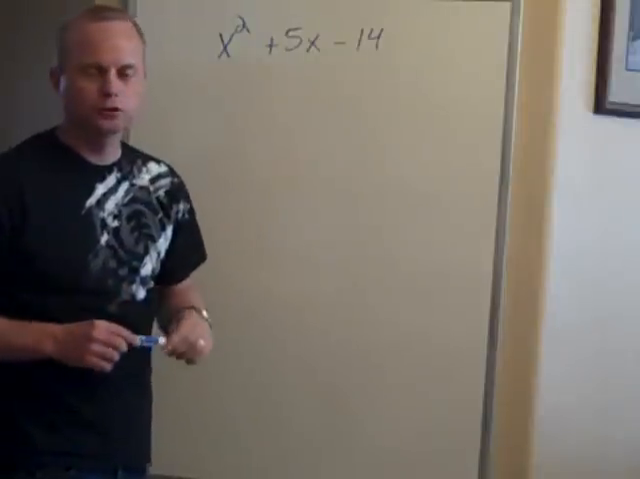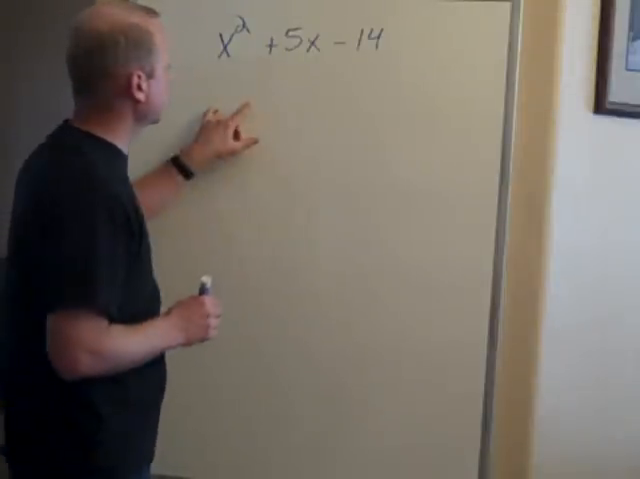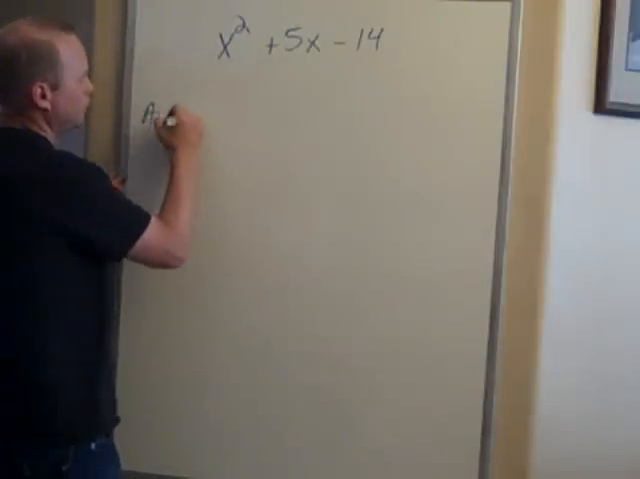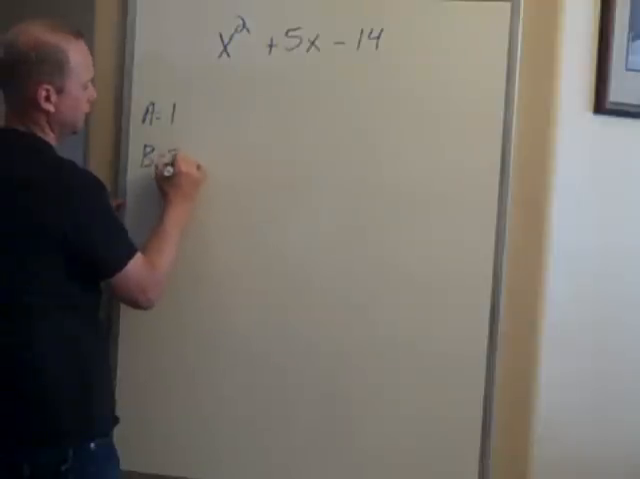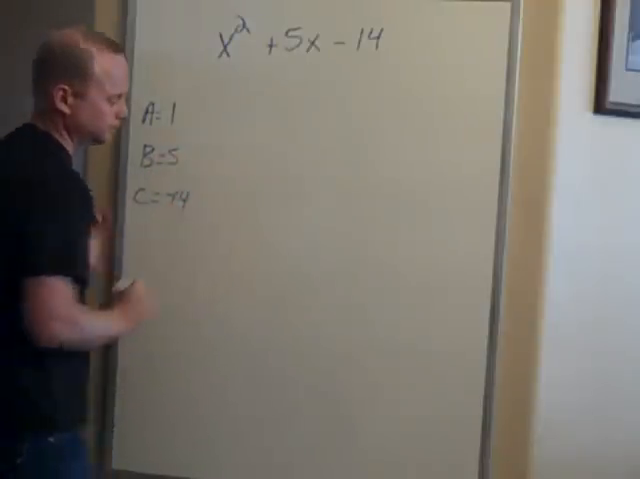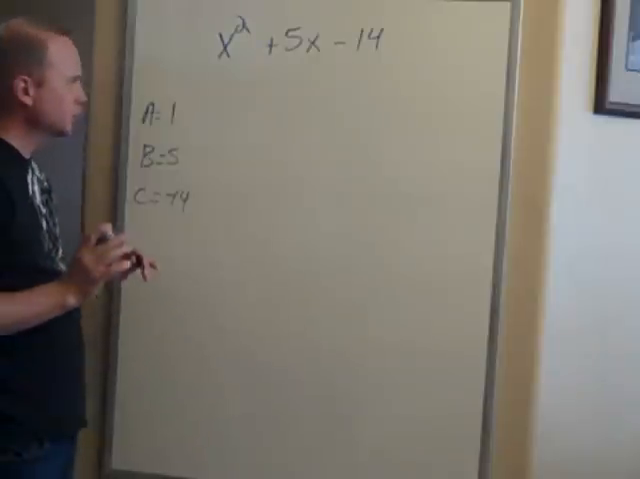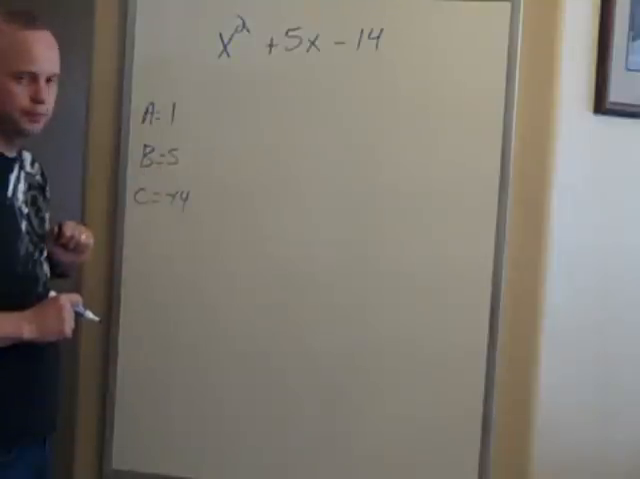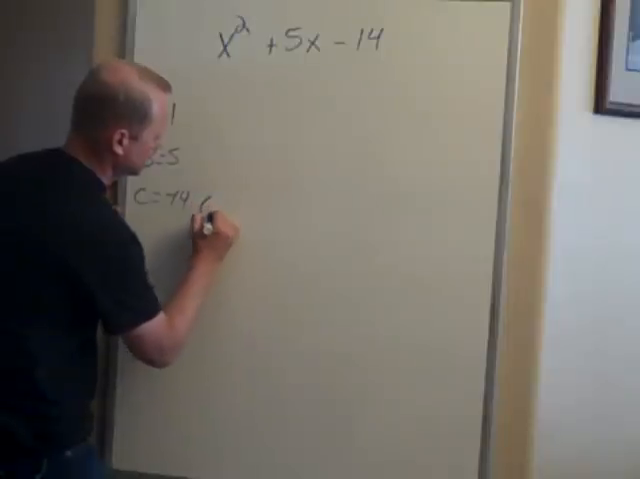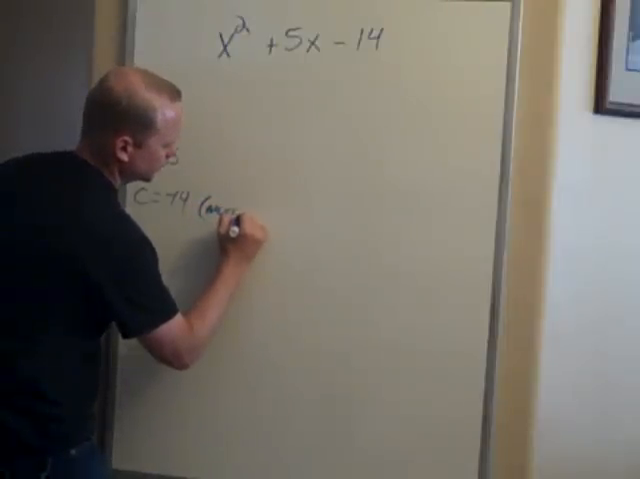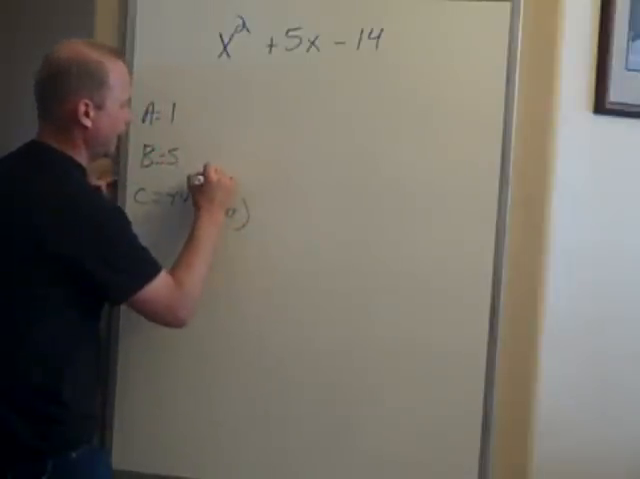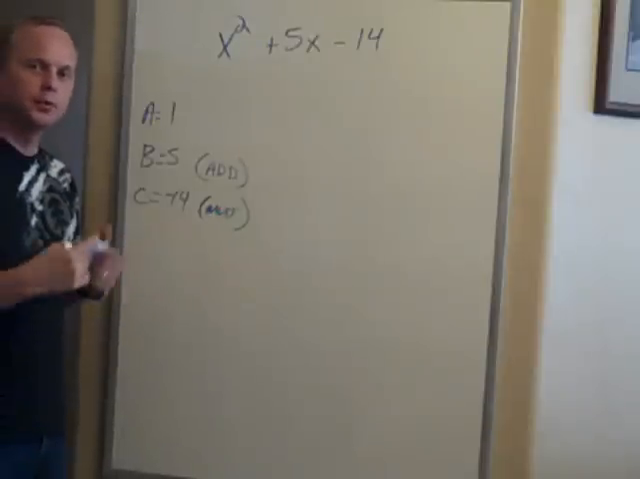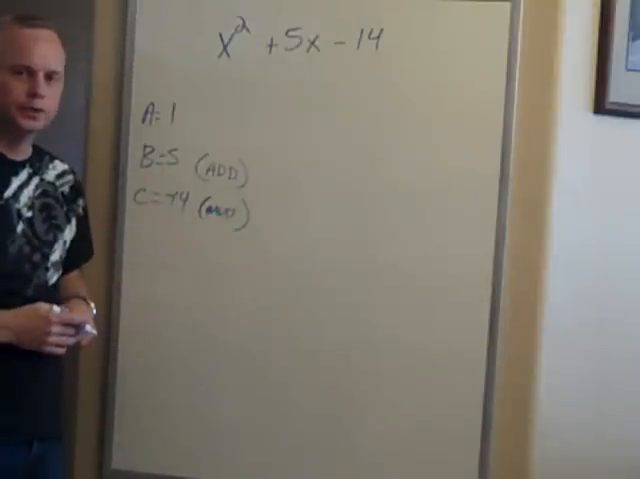The way that we do it, we have our quadratic expression in this case. And what we want to worry about here is A, B, and C. A equals 1, B equals 5, and C equals negative 14. So what we're trying to identify is two items that multiply together to give you C, but add together to give you B. So we'll write it down here. Multiply and add. So we need two numbers that multiply together to give us negative 14, but when you add them together, give you 5. Okay?